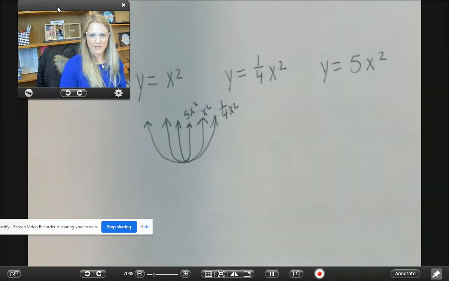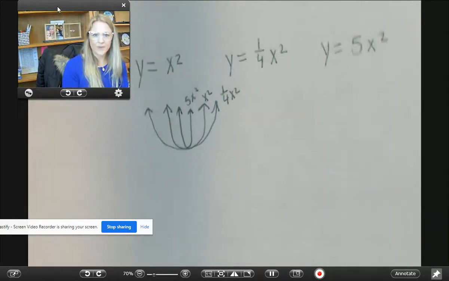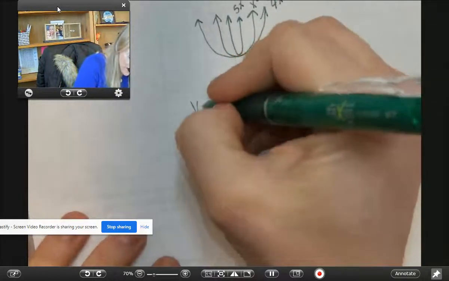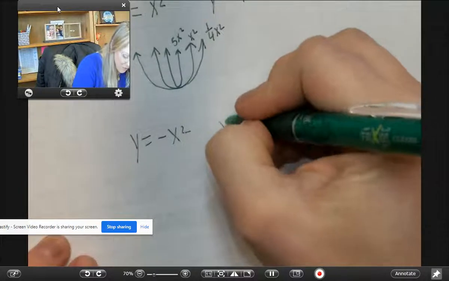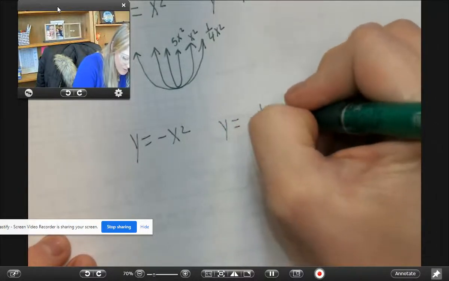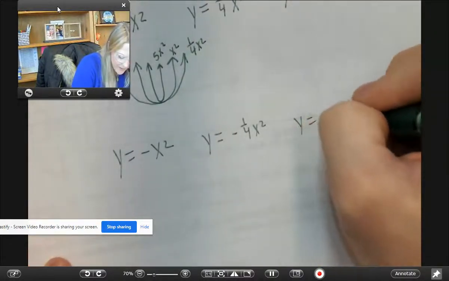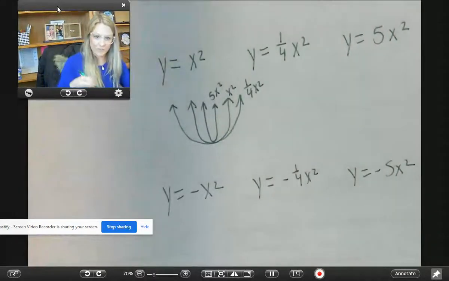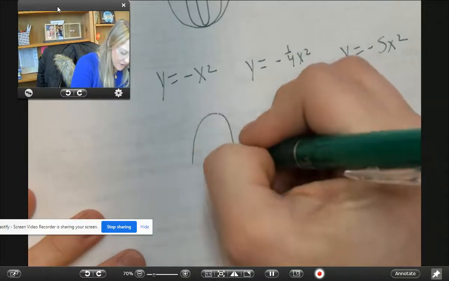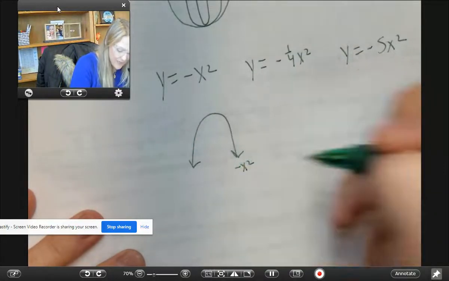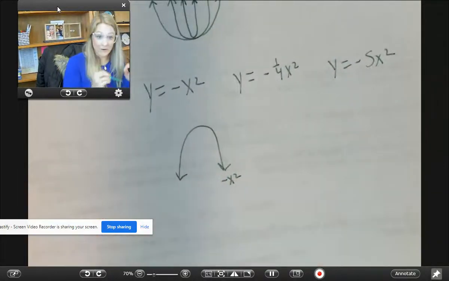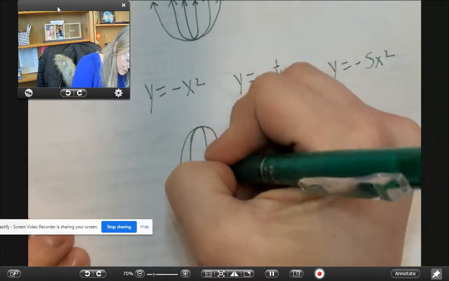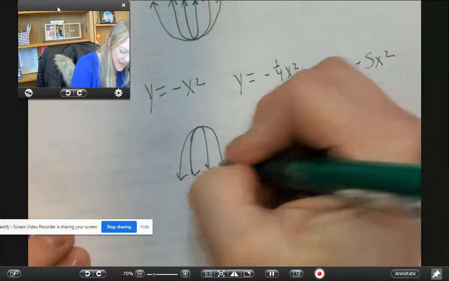Okay? Now, what if you throw negatives in there? The negative does the same thing. Okay? So if you have a y equals a negative x squared, a y equals a negative 1/4 x squared, and a y equals a negative 5x squared, it's still going to work the same way, except it's going to be facing down. So here's, say this is your negative x squared graph. Okay? Your 5 is going down 5 over 1, so it's much steeper. So it's still going to be the narrow one. It's just facing downwards instead of upwards.